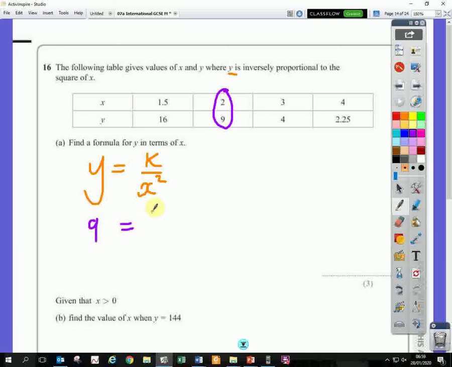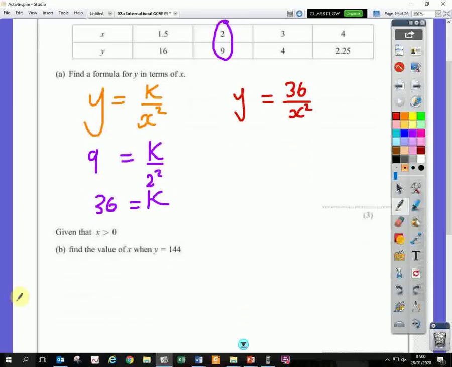9 equals k over 2 squared. 2 squared is 4. And 4 times 9 is 36. So k is equal to 36. So the orange bit is first mark, the purple bit is the second mark, and the final mark is for writing the first line, but with your value of k substituted, so 36 over x squared.